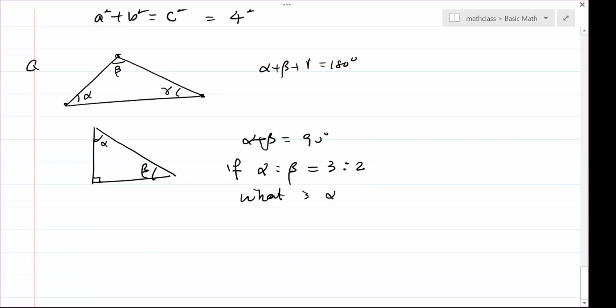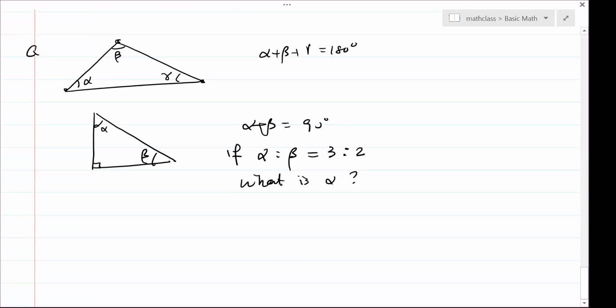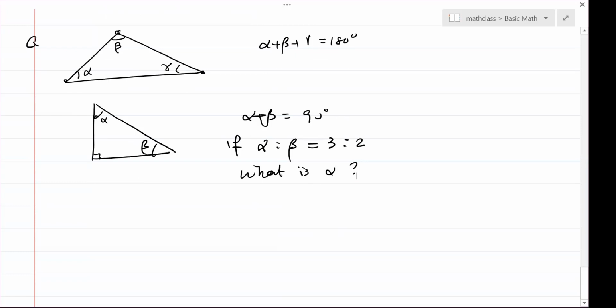What is the value for alpha? Then we get alpha, I can get back, right? Now, what is the best way to solve this problem? This is the algebraic problem. Okay. Whenever you talk about ratio, I think it's better to introduce a parameter.